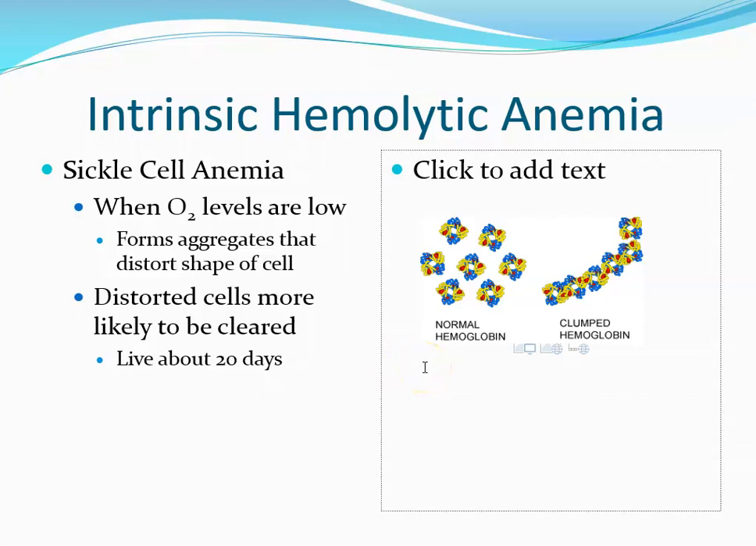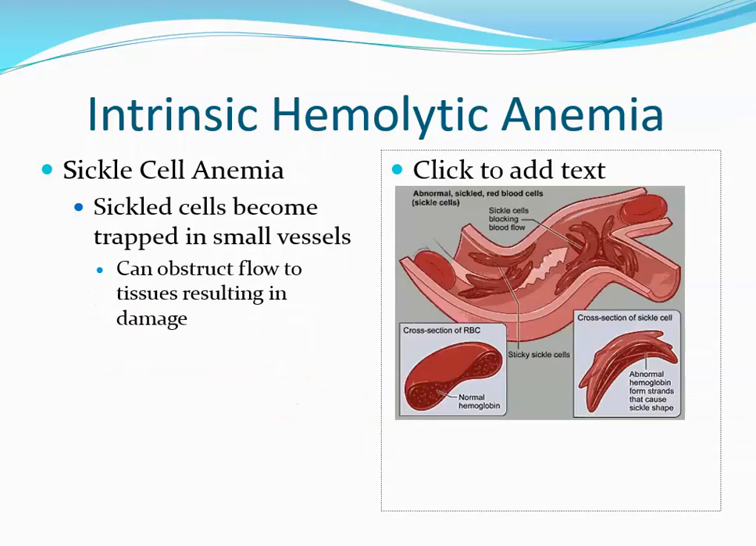These distorted cells are more likely to be cleared from the blood. The body recognizes them as being abnormal. A sickle cell will only survive roughly 20 days compared to 120 days for a normal red blood cell. Sickle cells also tend to become trapped in the microcirculation. This can obstruct the blood flow to tissues and result in further damage.